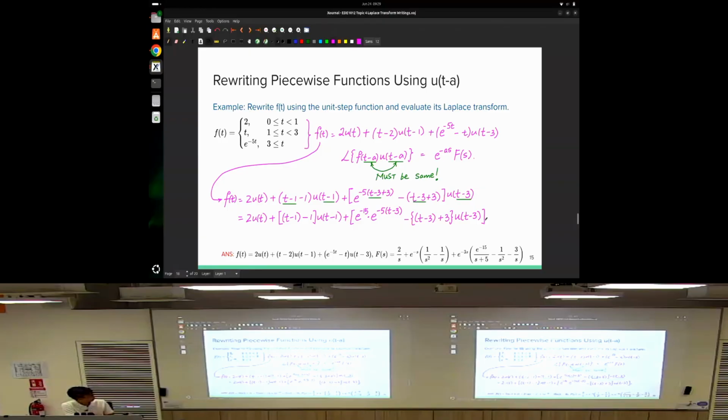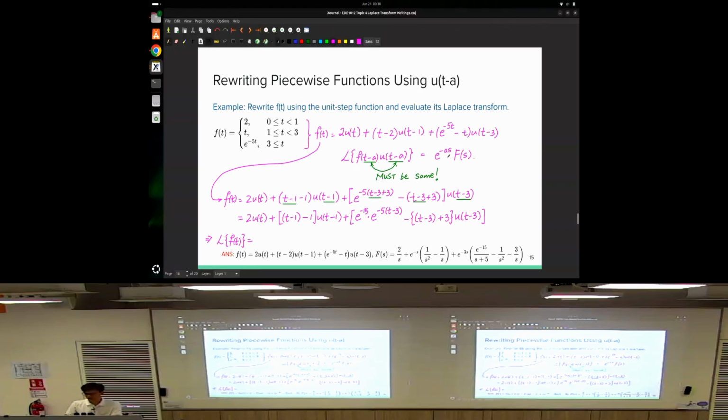Which means at this juncture, all the terms are ready for Laplace transform, because all are in this form, nice for Laplace transform. So now do the Laplace transform. Which means that the Laplace transform of f of t, or you can write F of s. Okay, so we do term by term. 2u(t), but then a is 0. A is 0 means e to the minus 0, which is e to the 0, which is 1. So therefore it's just F of s.